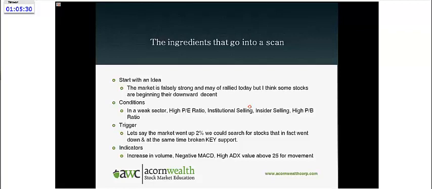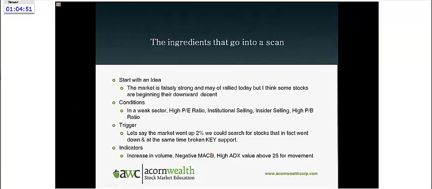We could then add to that, let's search for stocks that either went up less than 2% or went down, and at the same time broke key support. So in a strong market, we're looking at the salmon that swam the opposite direction, if that makes sense. And they broke support that should have held them up even after that downward movement. These things tell the story.